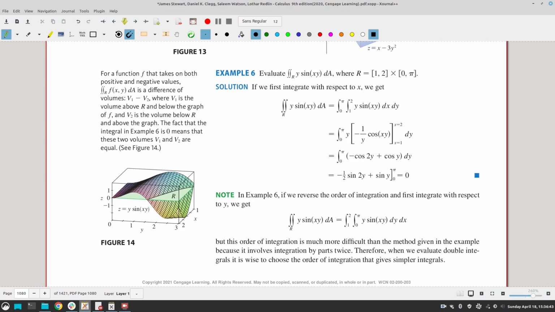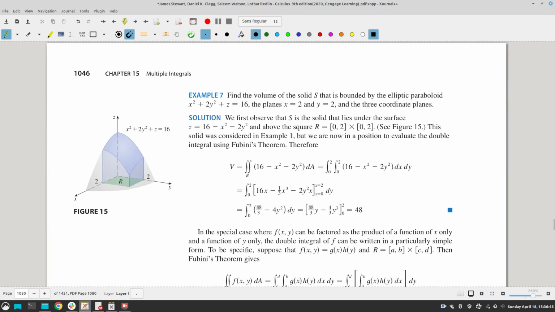Example 6, look through it yourself. Example 7 is a volume problem. You're given the rectangle, you're given the domain over which to find the volume, and you're given the function.